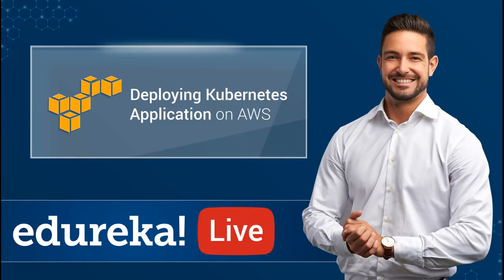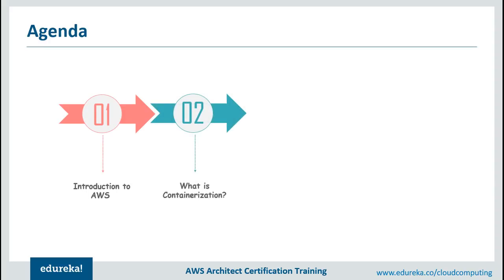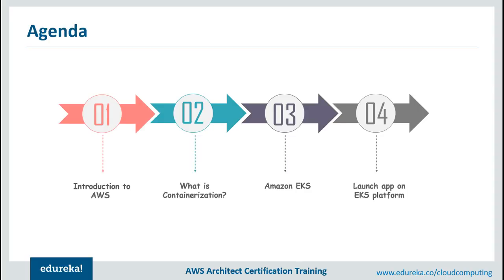Okay then, let's quickly go through today's agenda. We'll begin by looking into what AWS is and why it is so popular. Then we'll jump into what containers are and what containerization is. Moving on, we'll see how to create and manage different containers on the Amazon EKS platform. And finally, we'll be launching a simple Nginx application on an EKS cluster. So I hope the agenda was clear to you guys. Okay then, let's get started.